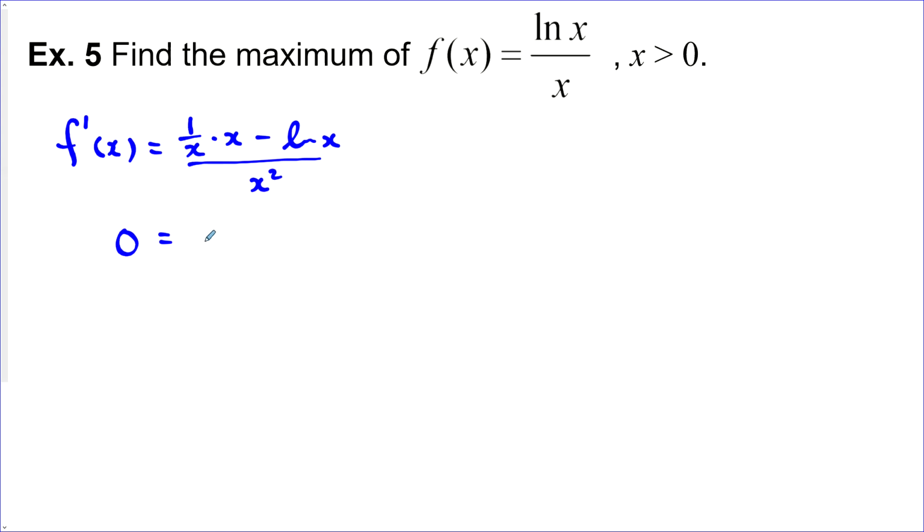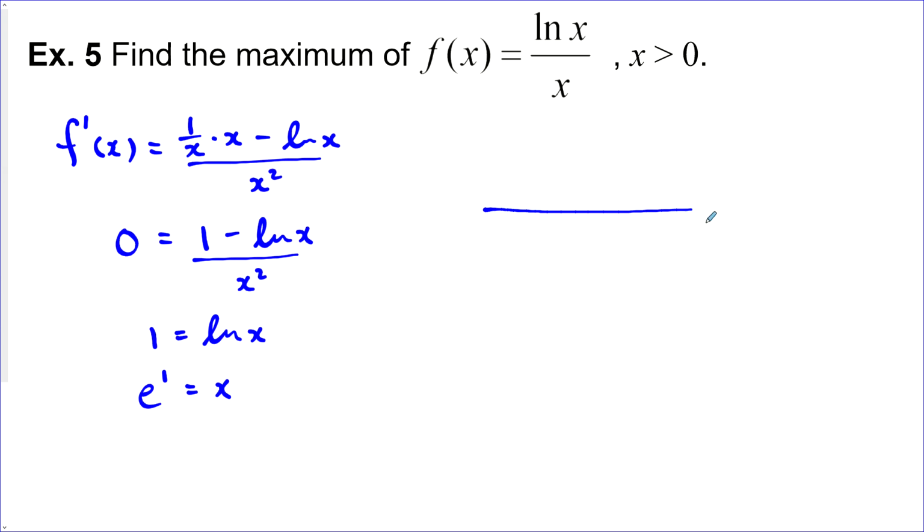This will just be 1 minus natural log of x. We can multiply both sides by x squared and get rid of that. And so we're just left with this numerator here, 1 equals the natural log of x. Now, when does the natural log of x equal 1? We could rewrite this into exponential form. E to the power of 1 equals x. And that's just e equals x.